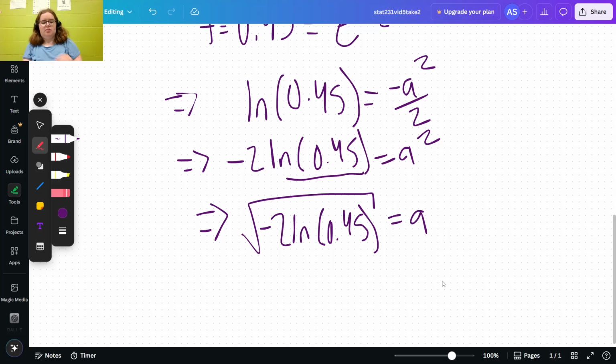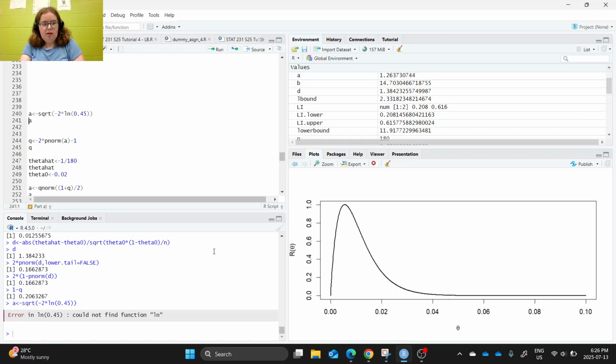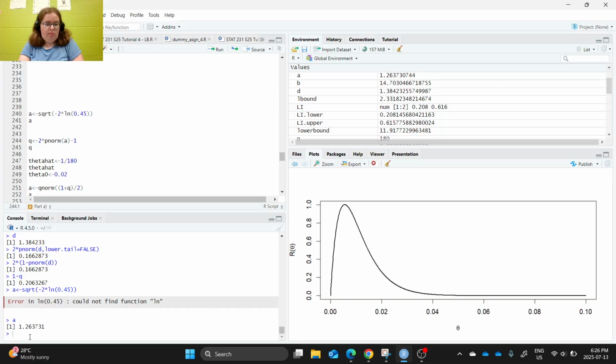And we can compute this, so plug that into your calculator. I'm going to use R to do this as usual. And we see that A is this 1.2637 value down here.